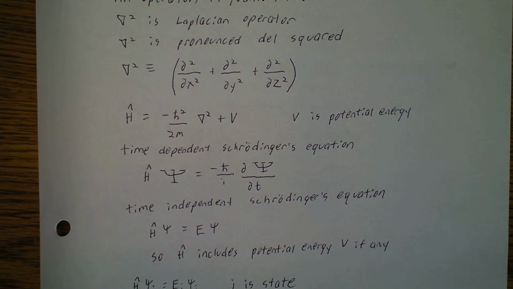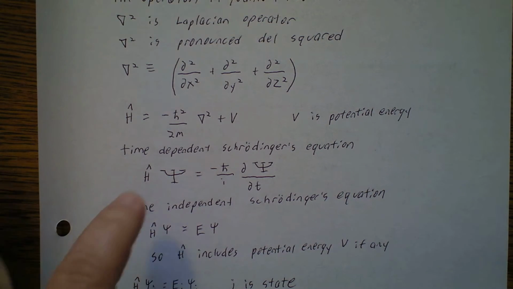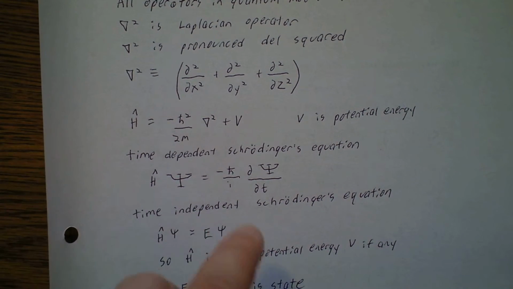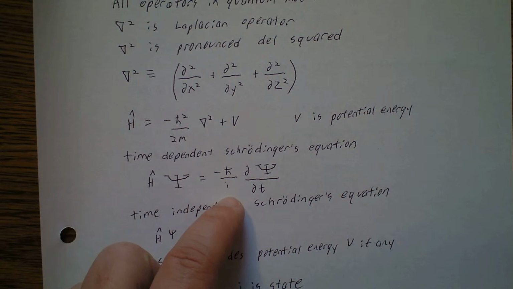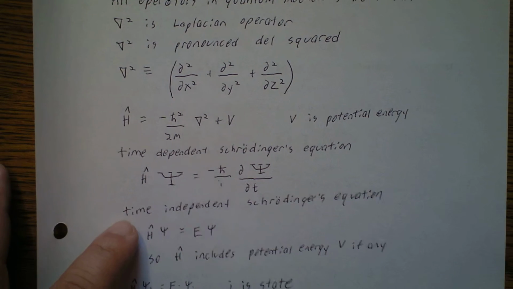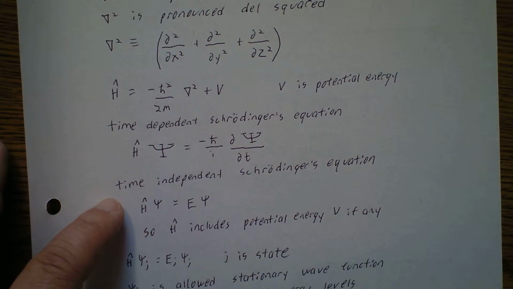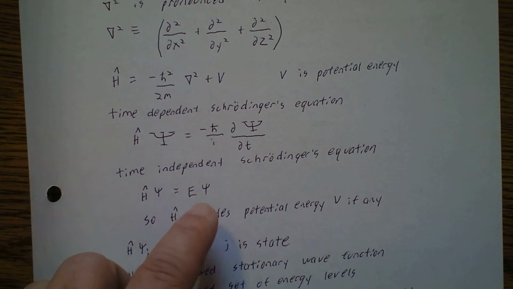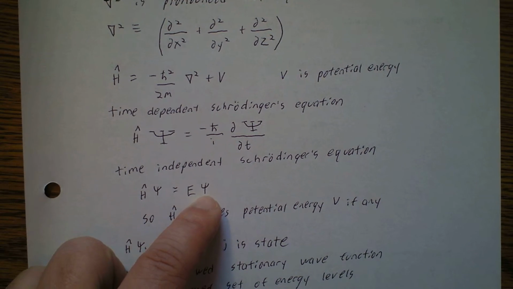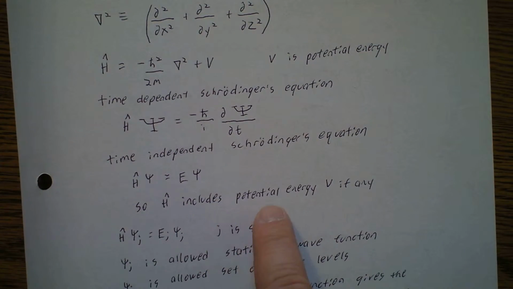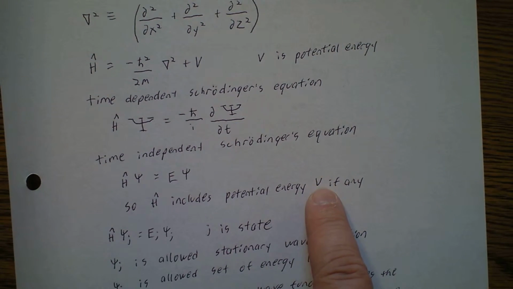Now we're going to talk about the time-dependent Schrodinger's equation. So we have the Hamiltonian of psi. Notice this is a capital psi. And that's equal to minus h bar over i times the derivative of psi with respect to time. And then the time-independent Schrodinger's equation was the Hamiltonian of lowercase psi is equal to energy times the lowercase psi. So the Hamiltonian, that includes the potential energy, V, if there is any.